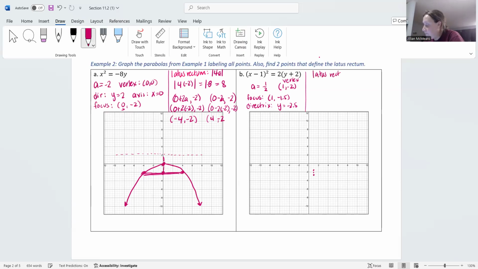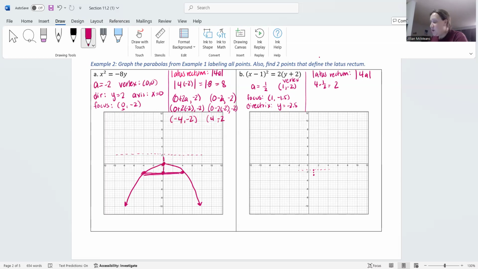Okay, so let's talk latus rectum. We know the distance from one side of the parabola all the way across to the other side of the parabola through the focus has to be a distance of 4a. So that's going to be 4 times 1/2, because a is 1/2, so it's going to be a distance of 2. So the 2 points on opposite sides of the parabola through the focus are going to be 2 units apart. So let's figure out what those points are going to look like. Well, we know that this is the focus.